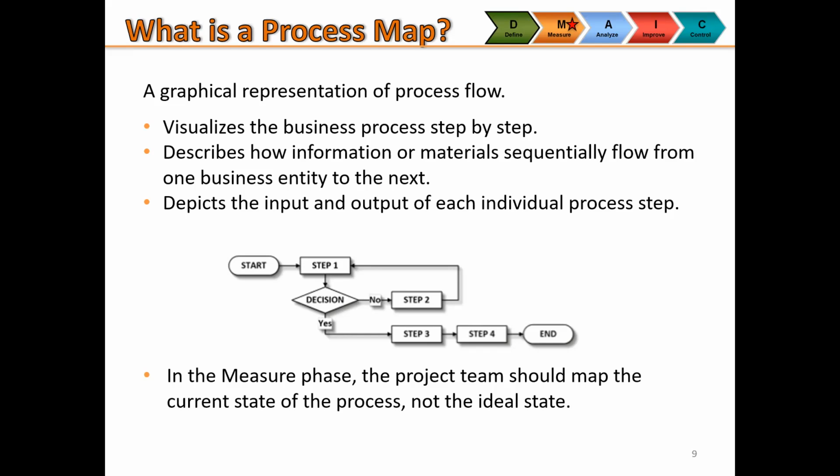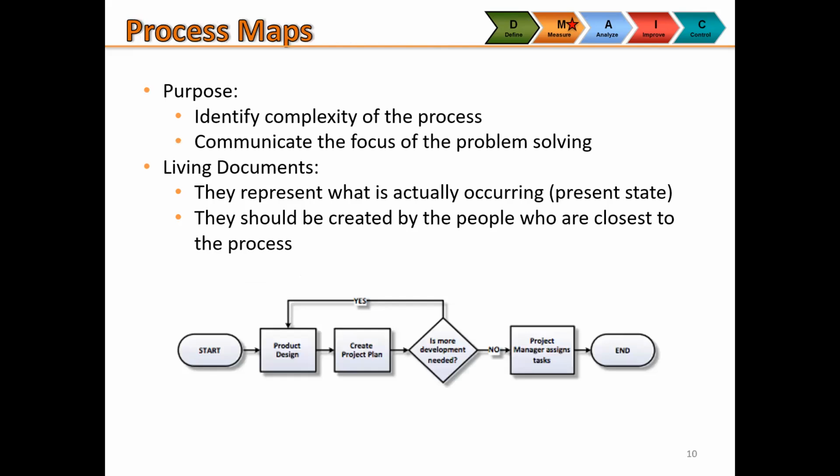We don't want to do improvements yet, because a lot of times we'll be jumping to solutions, which simply means we might have to go improve it again. And the purpose is to identify complexity. A lot of times, we've added a lot of complexity to our processes by handing it off, and then it gets back to somebody else. And then people are entering the same data in different places.